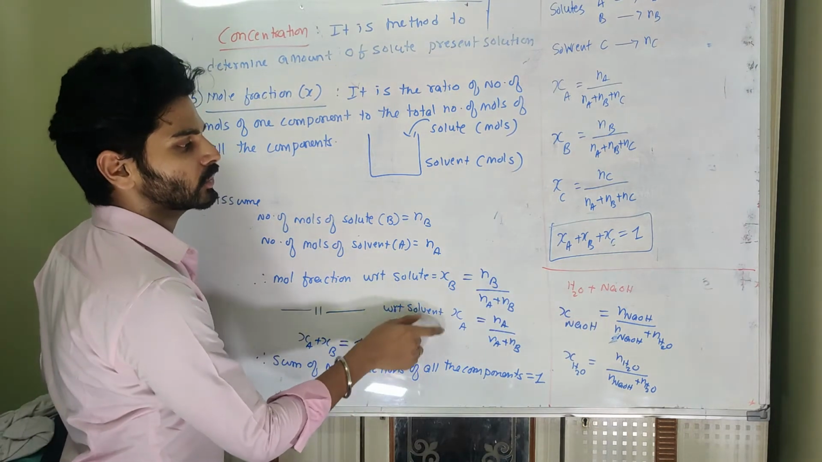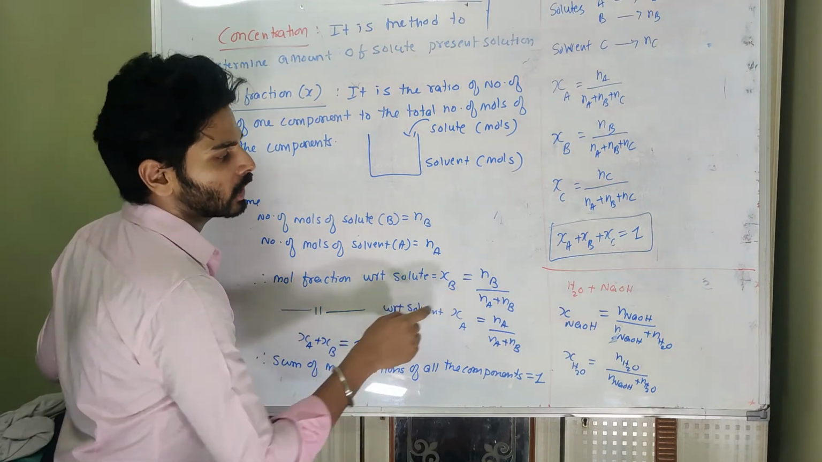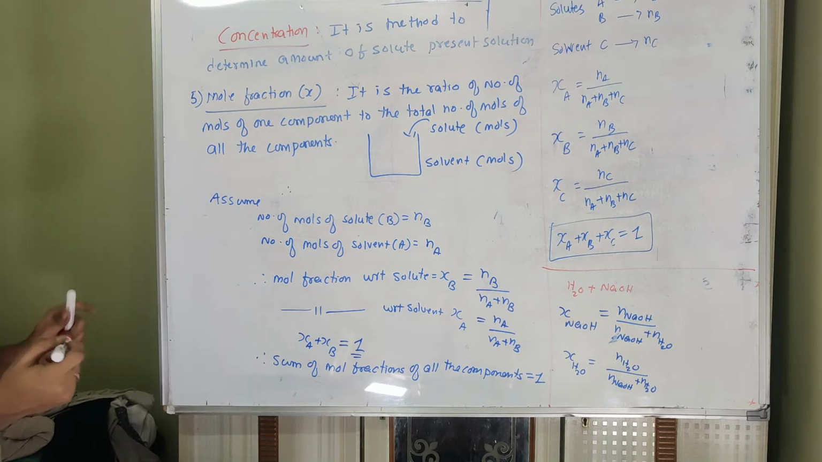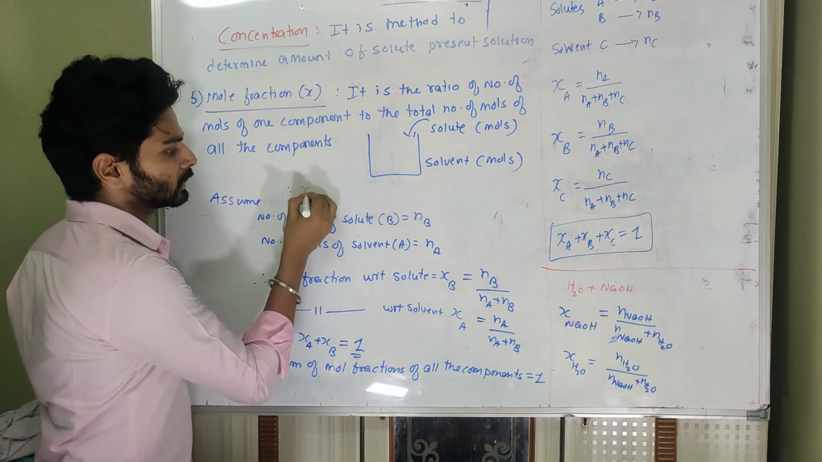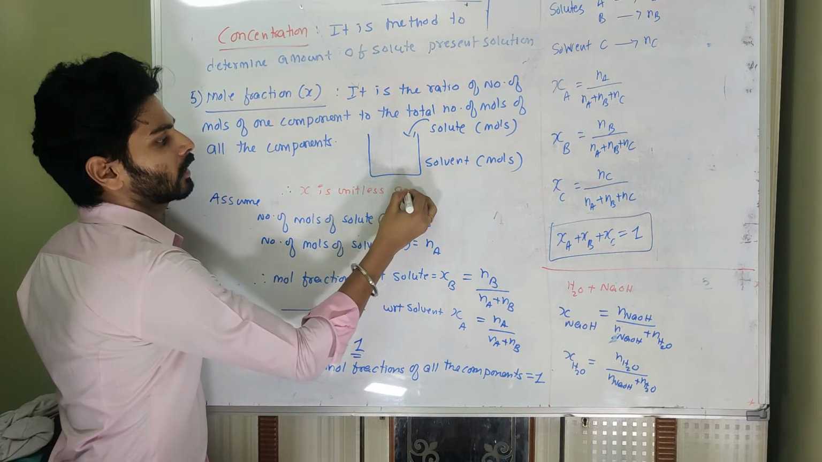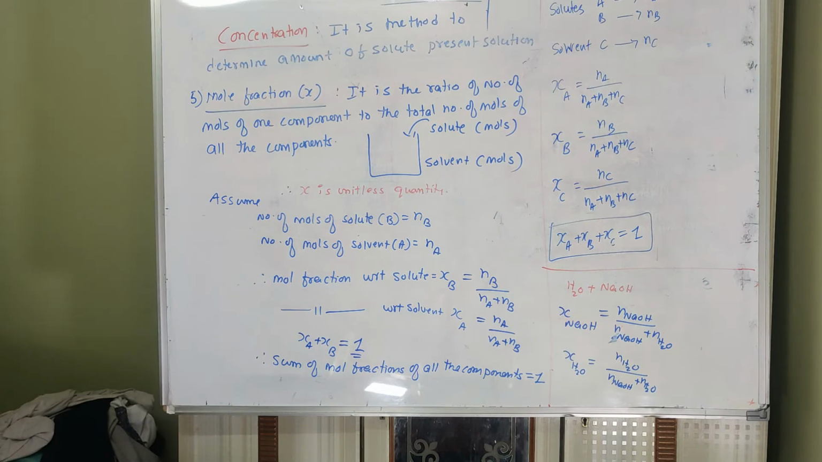In general, we can use this. And since it is a ratio of 2 moles, mole fraction is unitless quantity. So there is no unit for mole fraction, it is a unitless quantity. So ratio of moles will give us simply a number.